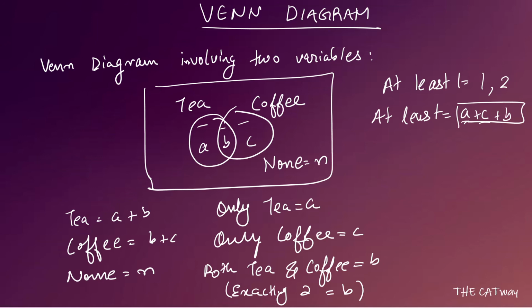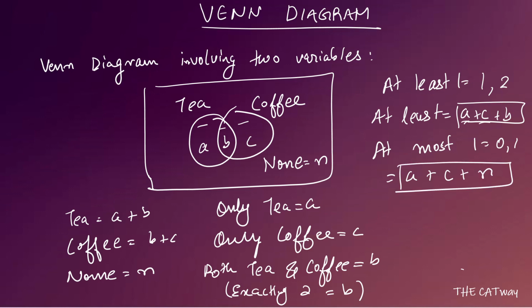Okay, if we talk about at most, learn these things because these will be applicable in 3 variable and 4 variable also. So now we are talking about at most. At most 1 means either 0 or 1, both can be included. So when we are talking about, let's say, at most 1 of tea and coffee, then we will be talking about only tea, only coffee, and none. Okay, so these are the few things which you should know.